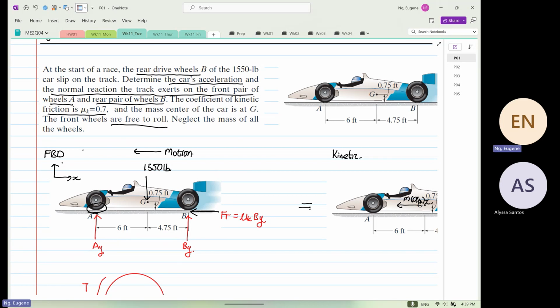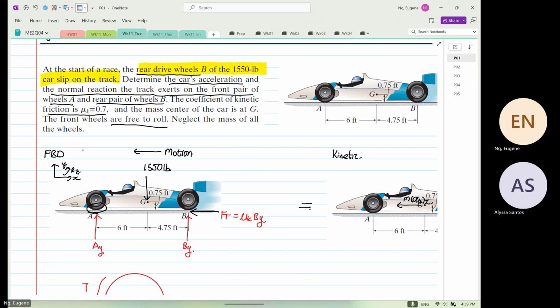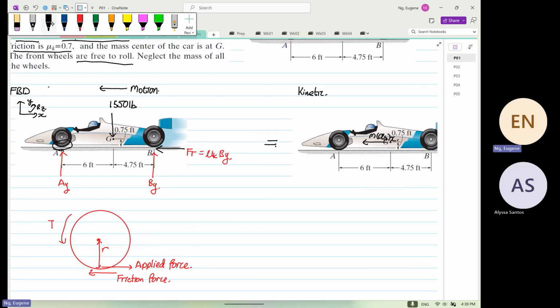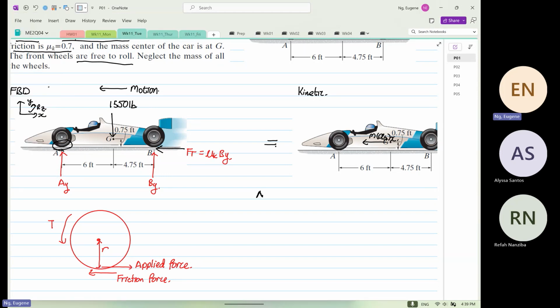This is X, this is Y, and this is rotation about Z. Now, there's a term that we have to be aware of, where the rear wheel drive of the car can slip on the track. What does this mean? I did not touch on this. So when we say can slip, note, and this is important.